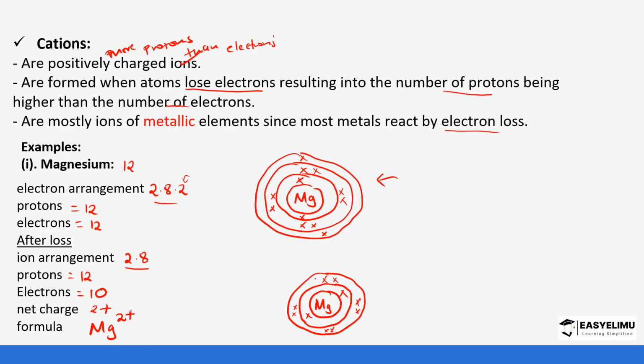And then the uniqueness with the ion, we usually put brackets outside the dot and cross structure, and we put the charge, which is 2 plus. So this is how we present the magnesium ion. Let's do another example.